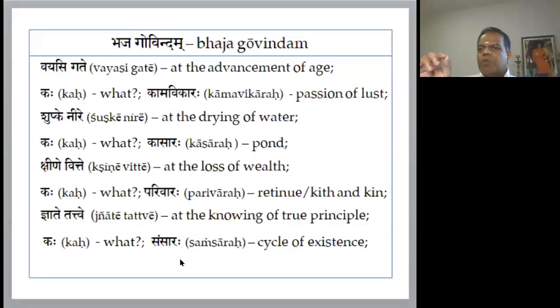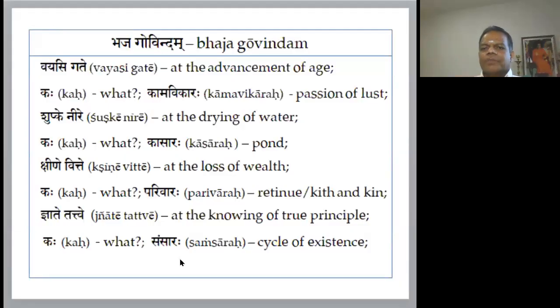So I've given word-to-word meaning, but ideally, I hope you understand that the usage in Sanskrit, when translated into English, can mean something else. If you look at any traditional commentary, they will just give the entire line meaning. Basically, when one becomes old, where is passion or lust? It's gone. You can't see it. When the water is dried up, there's no pond. When your wealth is all lost, you don't have relatives. Where are the relatives? All gone.